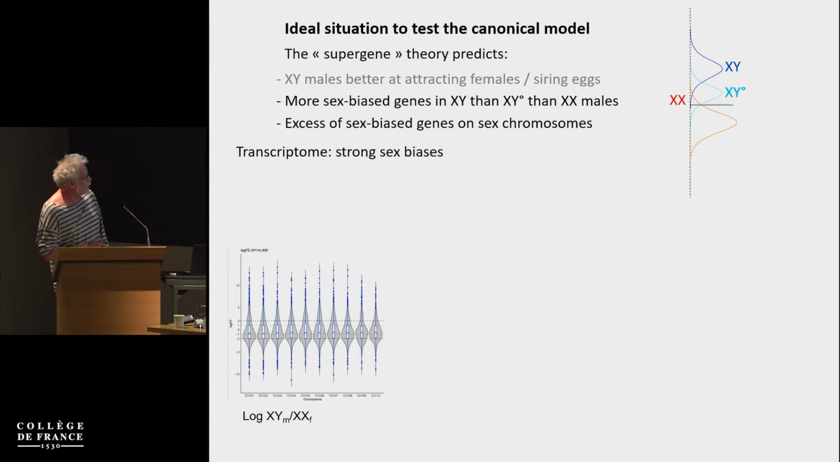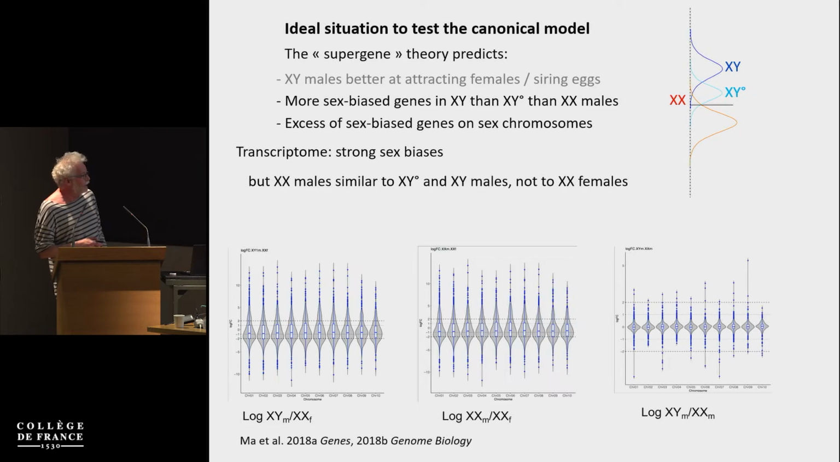So in general, genes have negative values, so most of them are more expressed in females. Some of them are much more expressed in females, others are much more expressed in males. So a lot of differences. So this is a contrast between XY males and XX females. If we make the contrast between XX males and XX females, so they are genetically identical, we see exactly the same pattern, no difference from the contrast between XY males and XX females.